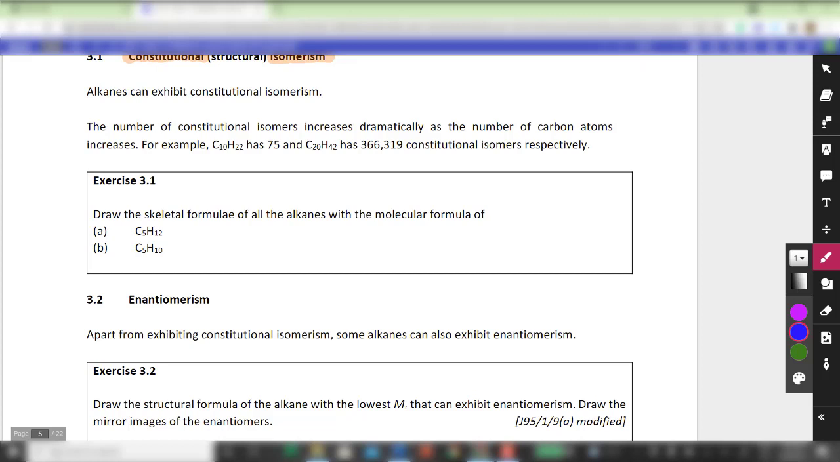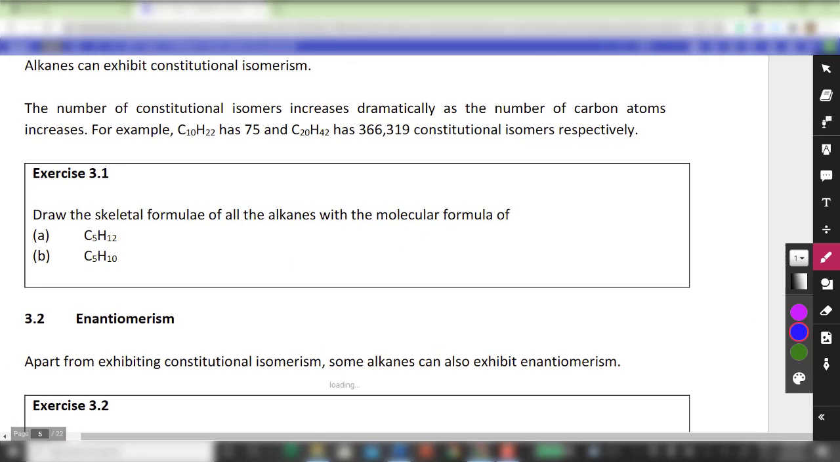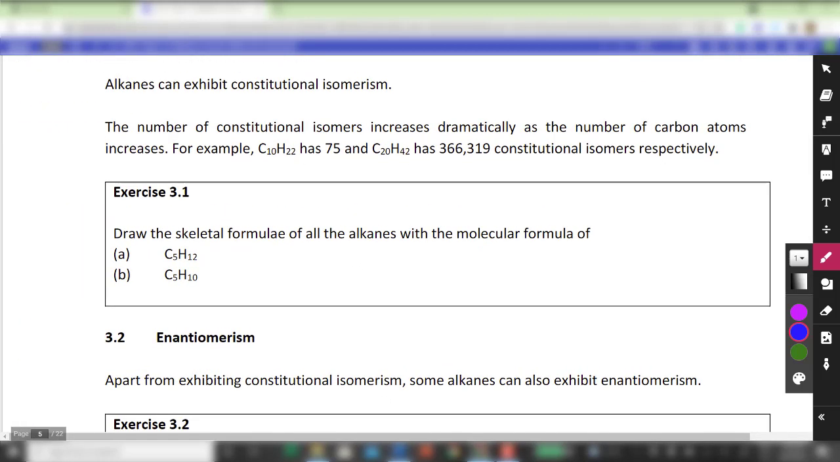Then exercise 3.1, using skeletal structure, they ask you to draw out all the alkanes with the molecular formula C5H12. So the keyword is all the alkanes. That means there shouldn't be any double bond. C5H12 obviously is saturated, because if you calculate the degree of unsaturation, remember what I mentioned to you in the introductory organic chemistry chapter.